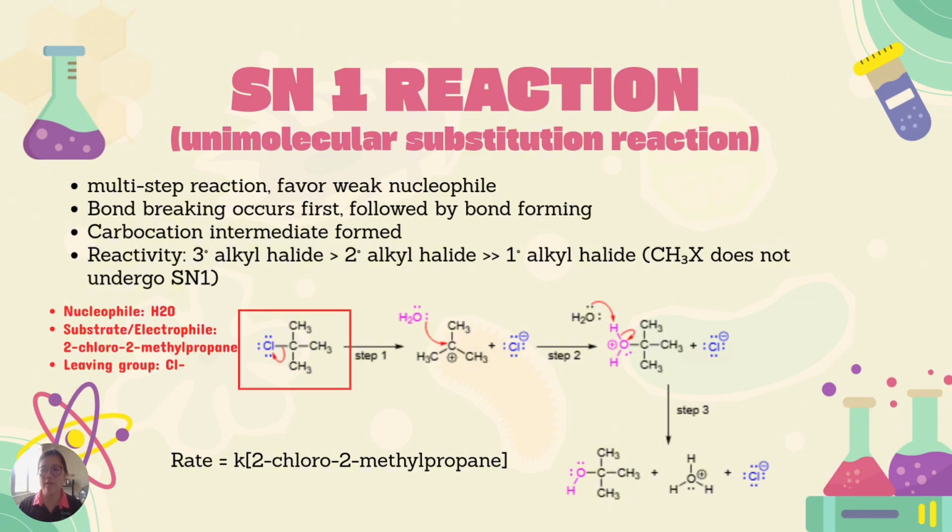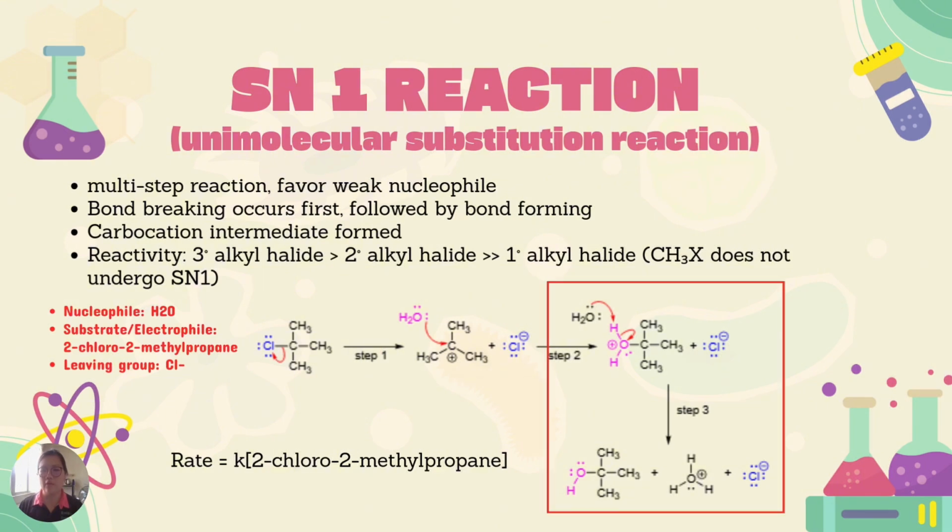In the first step, the carbon-chlorine bond breaks because it is polar. Carbon is partially positive and chlorine is partially negative. The chloride ion leaves, forming a stable tertiary carbocation. This step is slow and is the rate determining step. Next, water acting as a weak nucleophile attacks the carbocation to form a protonated alcohol. Finally, another water molecule removes a proton from the protonated alcohol, giving a neutral tert-butyl alcohol product.